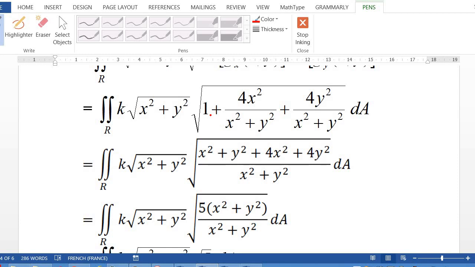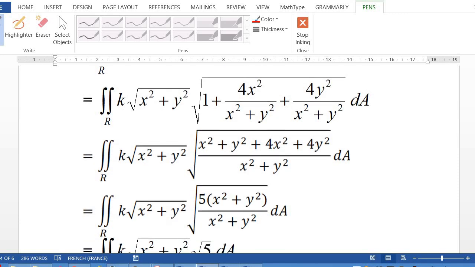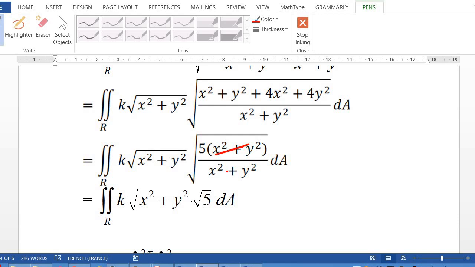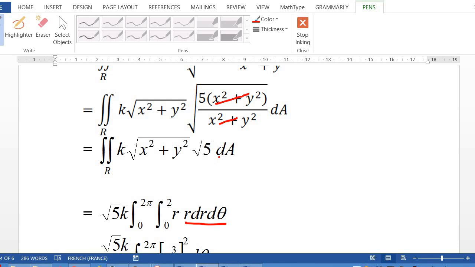For 1, and then x squared plus 4x squared, total have 5x squared, y squared plus 4y squared, total have 5y squared. And then factor out the x squared plus y squared, you cancel. Here you have the square root of 5 dA. So where k is constant, the square root of 5 is constant, you may factor out the square root of 5 times k. Since the region R is circular, you use polar coordinates r dr d theta.